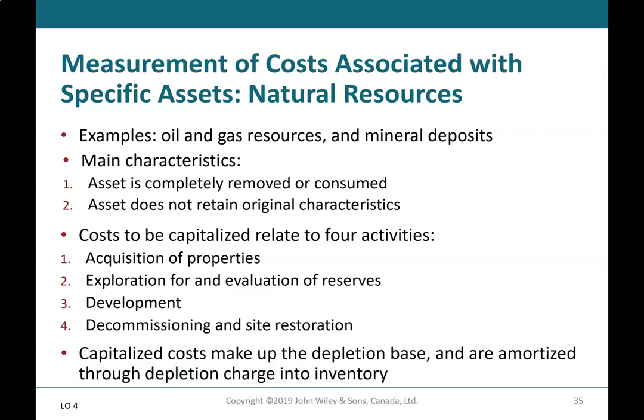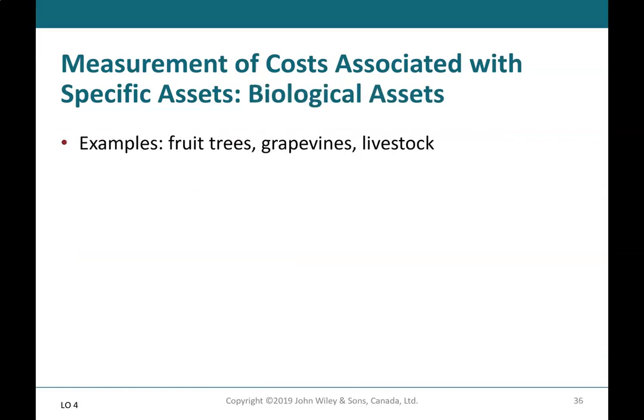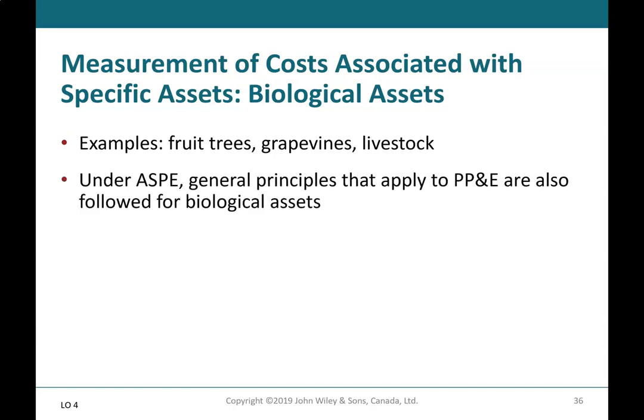Capitalized costs make up the depletion base and are amortized through depletion charge into inventory. Measurement of costs associated with specific assets: biological assets. Examples: fruit trees, grapevines, livestock.